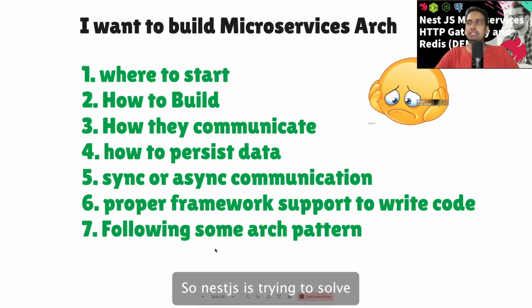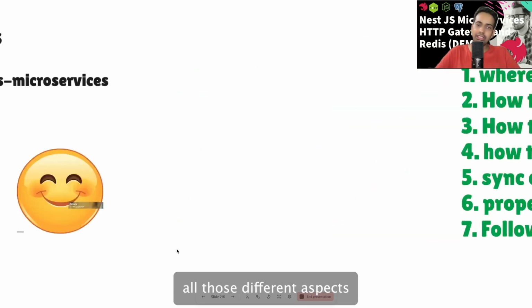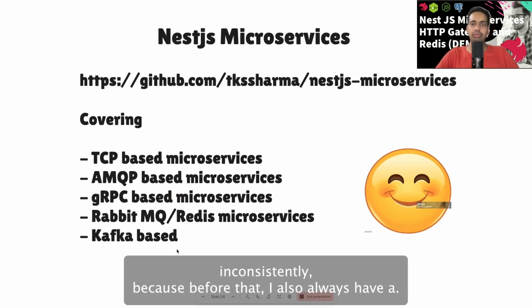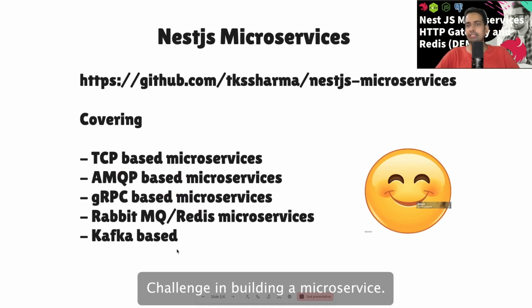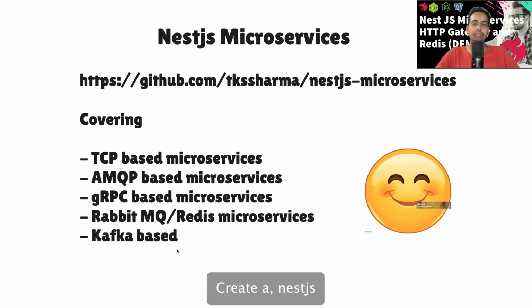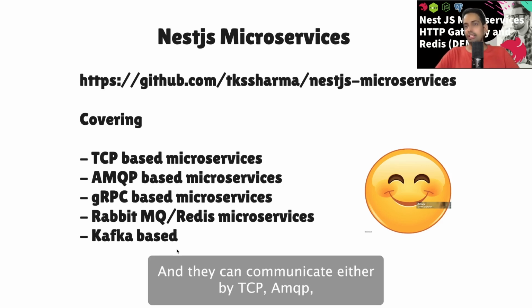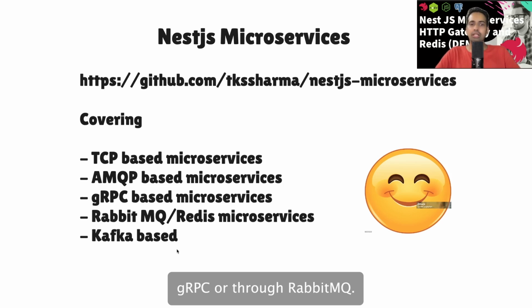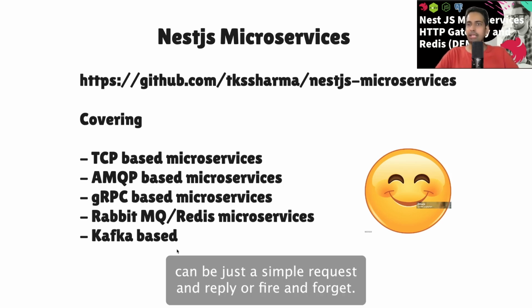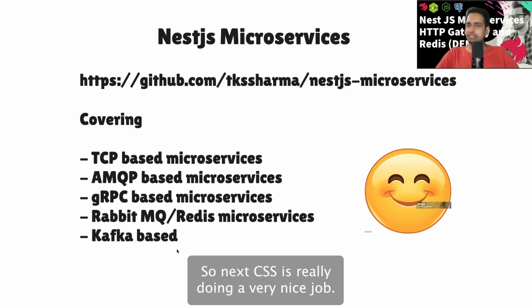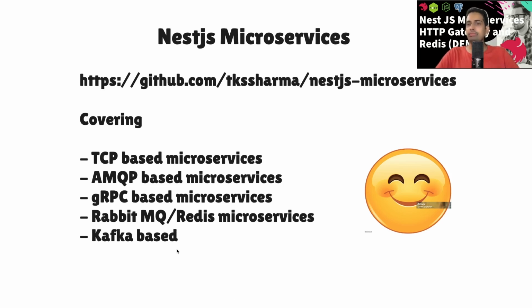So Nest.js is trying to solve all those different aspects in a consistent way, because before that I also always had a challenge in building a microservice. Building a single microservice is fine, but all the microservices following the same pattern, where you can create a Nest.js proxy server and proxy client, right? And they can communicate either by TCP, AMQP, gRPC, or through RabbitMQ. The communication can be just simple request and reply or fire and forget. So Nest.js is really doing a very nice job.